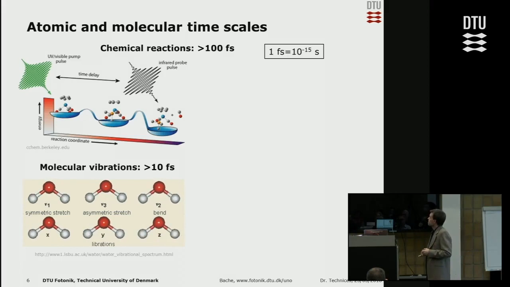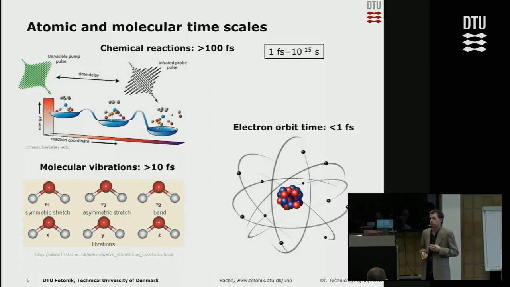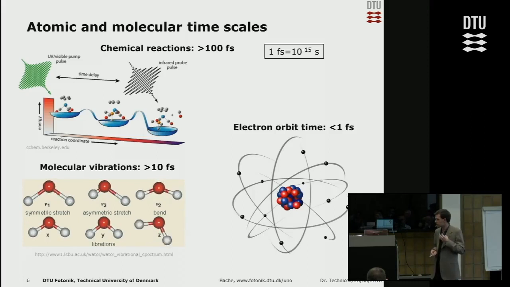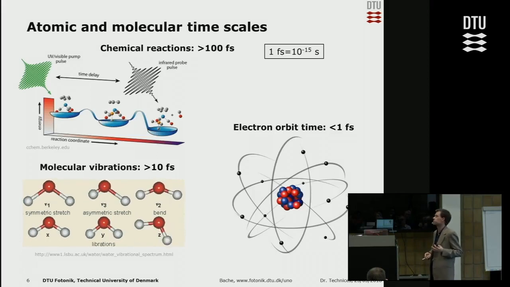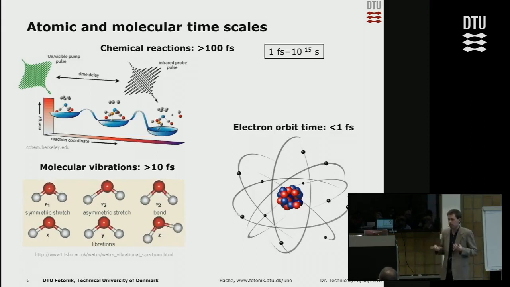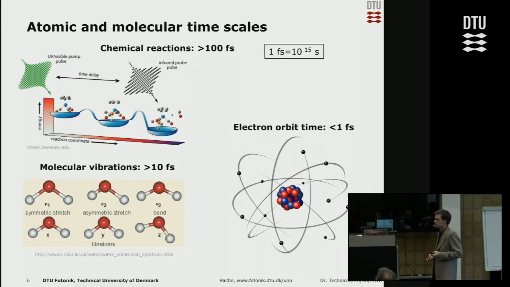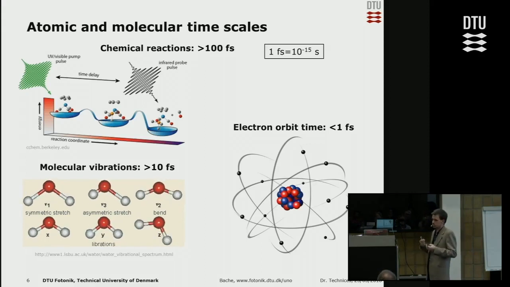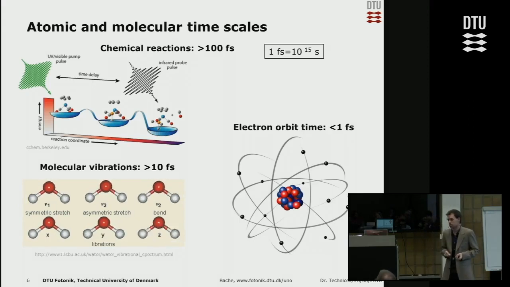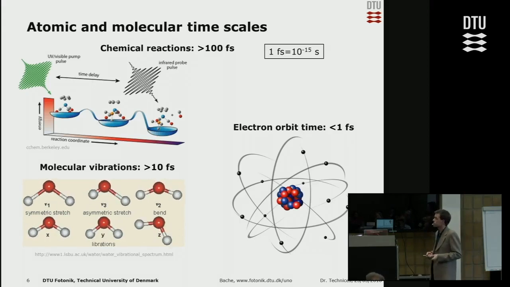And finally, I would say the frontier right now in the ultrafast community is to investigate what goes on the electron timescale. So how long does it take an electron to orbit around the atom? For a simple hydrogen atom, it's around 0.1 femtosecond. So if you want to excite this and probe it and study it, you need ultra-short pulses on the sub-femtosecond scale.